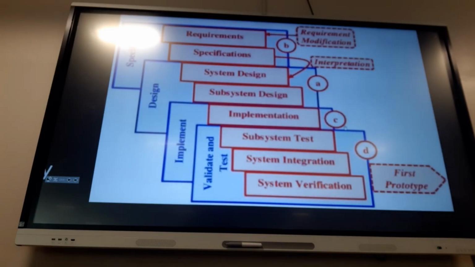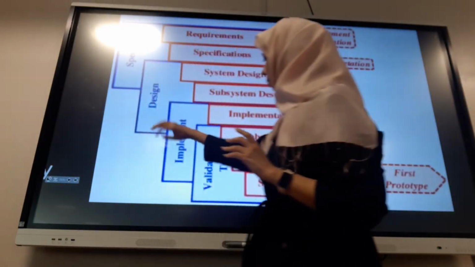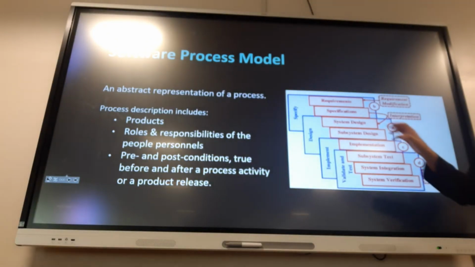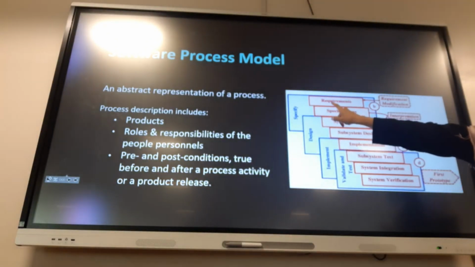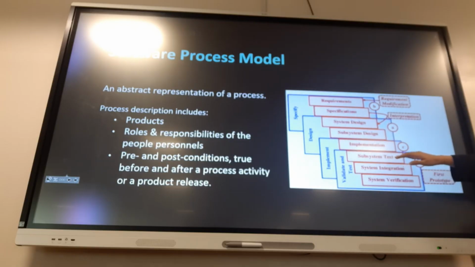And what kind of changes apply here. So we talked about a specification phase, we talked about a design phase, implementation phase, validation and testing. But then I can subdivide this still into requirements, specification, design, subsystem design, implementation, subsystem test, system integration, system verification. That's not the issue.